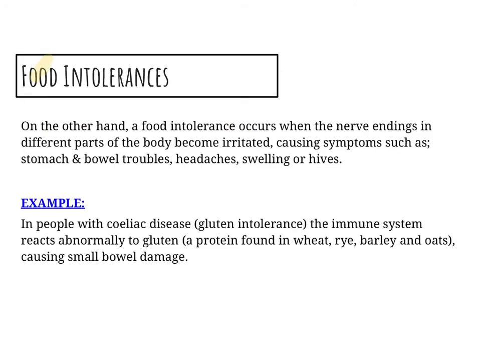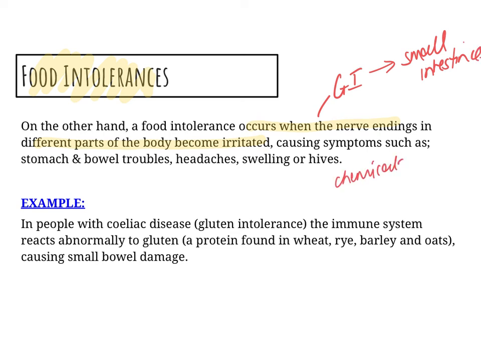In terms of food intolerances, as we know, they are another type of food sensitivity, but they are different to food allergies. The reason why is they don't involve the immune system, but they occur when nerve endings in different parts of the body become irritated. Typically we see irritation in the gastrointestinal tract, particularly in the small intestine. This is when the body is trying to break down the different chemicals in food, and the body has a really hard time doing that.